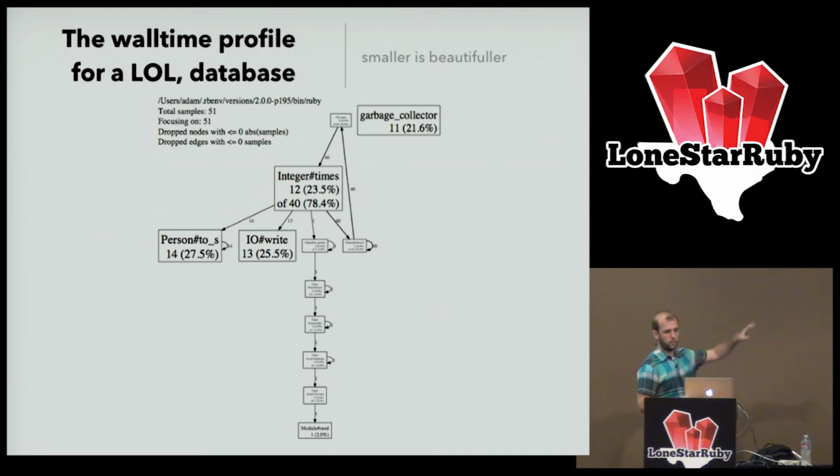And from here you can see grossly where the time is spent. You can see it's spending about a quarter of the time writing things out to dev null. It's spending a lot of time generating a string. So that's probably something I would look into because I would hope that would be faster. And it's spending about 1/5 of its time in GC.